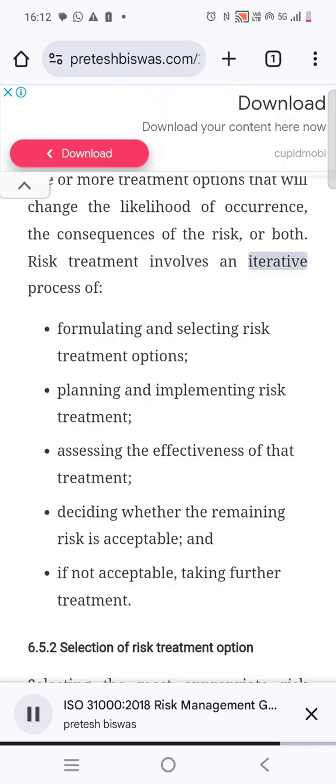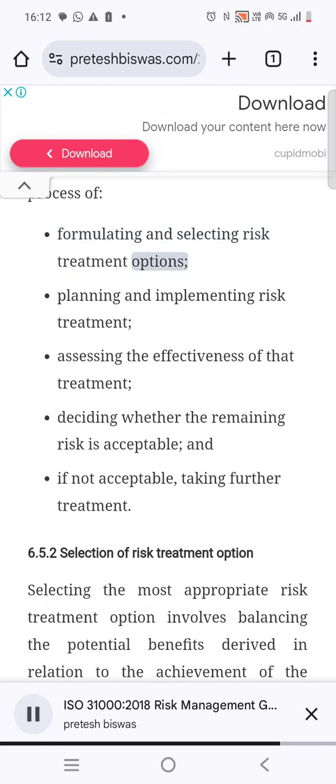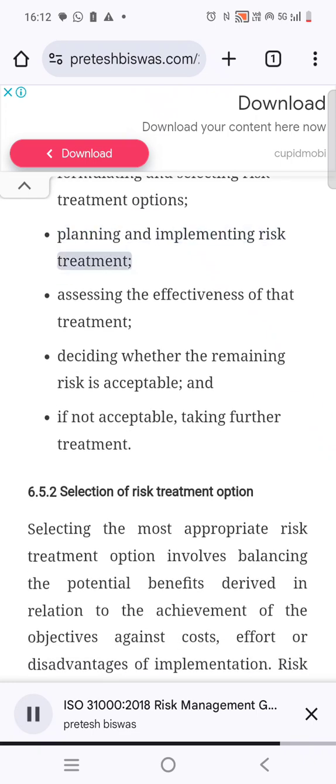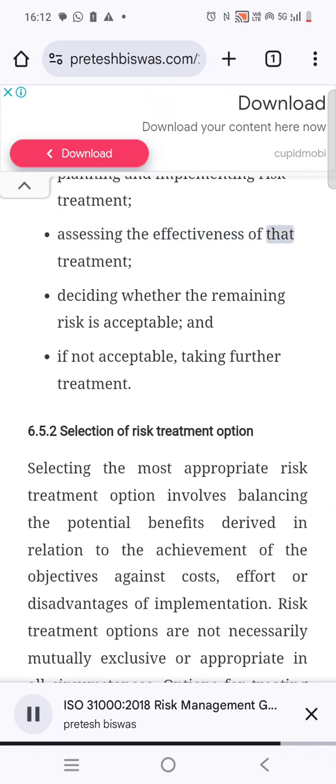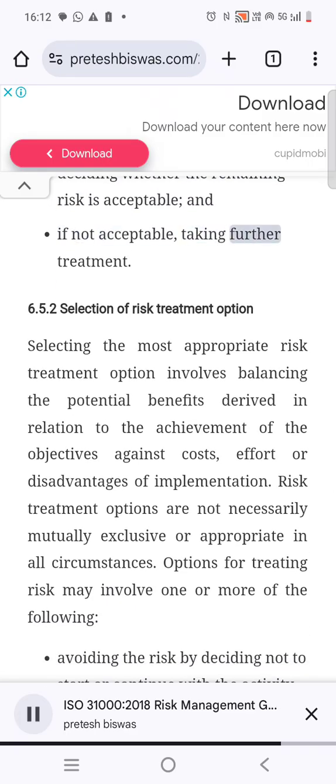Risk treatment involves an iterative process of formulating and selecting risk treatment options, planning and implementing risk treatment, assessing the effectiveness of that treatment, deciding whether the remaining risk is acceptable, and, if not acceptable, taking further treatment.